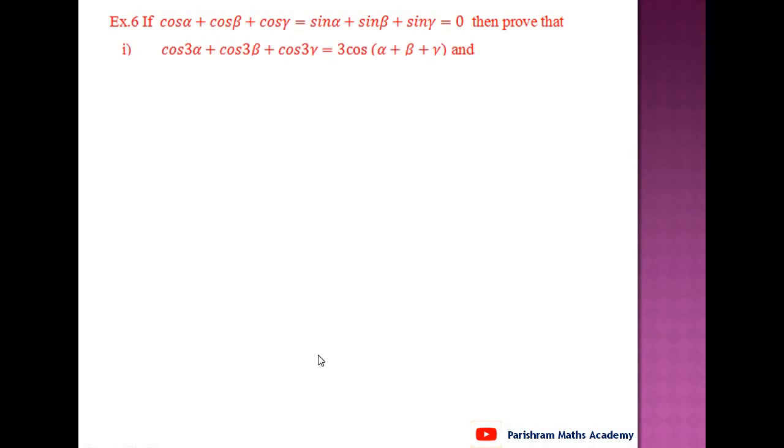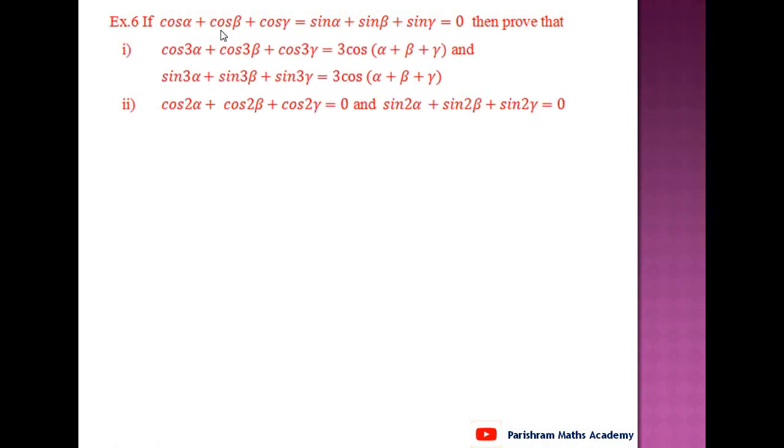Okay. Next example. If cos of alpha plus cos of beta plus cos of gamma equal to sin alpha plus sin beta plus sin gamma equal to 0, then we have to prove cos of 3 alpha plus cos of 3 beta plus cos of 3 gamma equal to 3 into cos of alpha plus beta plus gamma, and sin 3 alpha plus sin 3 beta plus sin 3 gamma equal to 3 times sin of alpha plus beta plus gamma. And second, cos of 2 alpha plus cos of 2 beta plus cos of 2 gamma equal to 0, and sin of 2 alpha plus sin of 2 beta plus sin of 2 gamma equal to 0.